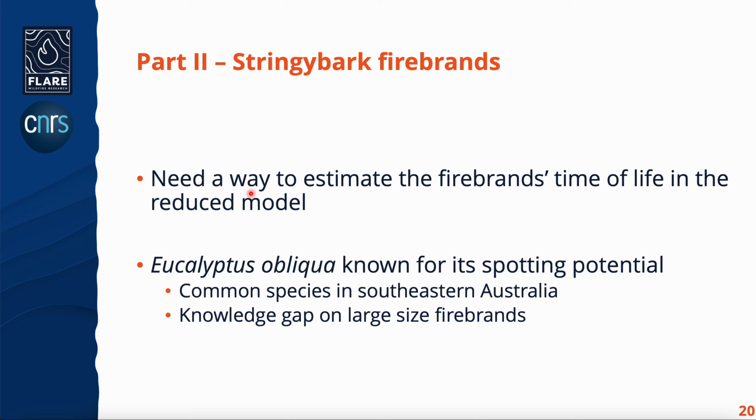However, we have seen that we need to have a way to estimate the firebrand's time of life. So that is the amount of time that the firebrands remain airborne. And so there was some missing data regarding Eucalyptus obliqua, because this is a very common species in Victoria that is well known for its spotting potential. And so, as I was saying, there is a knowledge gap regarding the large size firebrands and whether they're able to sustain combustion for longer.